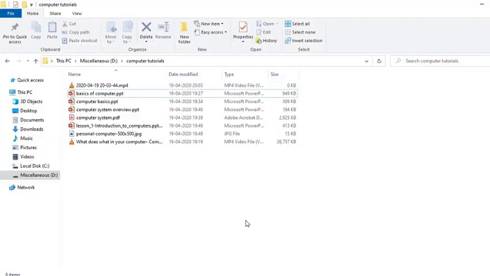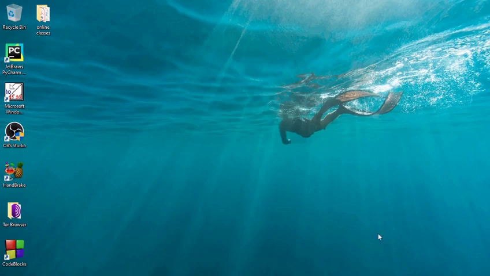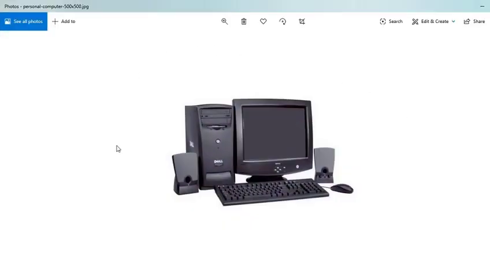So students, shall we start? Now let me show you the basic computer parts from a diagram or a picture. Now this is a computer system from Dell Corporation. Most of you might have heard this name.